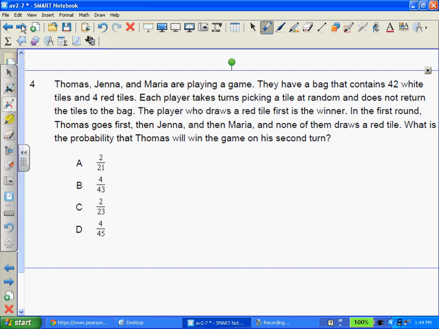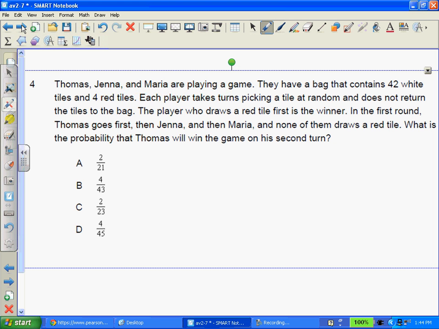Okay, this problem involves figuring out what a probability is going to be after we do a couple of turns. So here's the problem. Thomas, Jenna, and Maria are playing a game. They have a bag that contains 42 white tiles and 4 red tiles. Each player takes turns picking a tile at random and does not return the tiles to the bag. So that's dependent probability. The player who draws a red tile first is the winner.